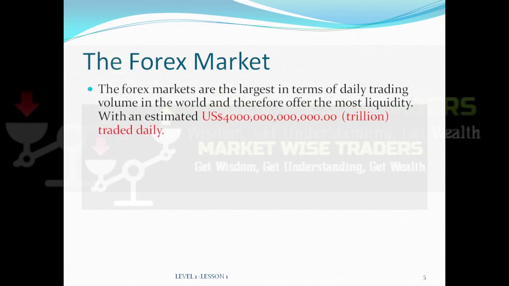Okay, so the Forex market is the largest in terms of daily trading volume in the world, and that's why it has the most liquidity. This estimation is now actually more than 4 trillion because of inflation, but at the time when I did this lesson it was at 4 trillion, but I tell you it's a lot more. That's the amount of money which circulates a day in the Forex market. So you can see this is where the most money is moving in the world.